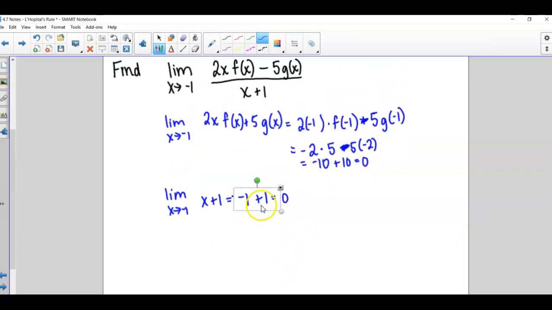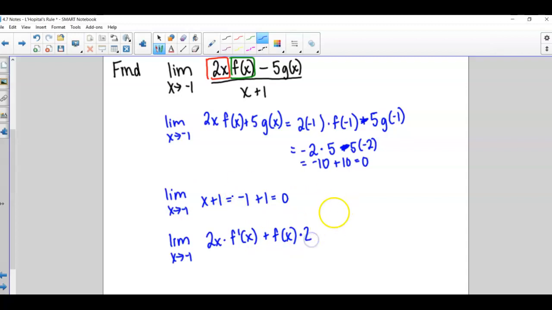So for this one, we've got to do the limit as x approaches negative 1, and we've got to take the derivative of the numerator. So we've got to use a product rule for this part right here because we've got a 2x and an f of x. So we'll have 2x times f prime of x plus f of x times the derivative of 2x, which is 2, minus 5g prime of x. And this is all over the derivative of x plus 1, which is just 1.